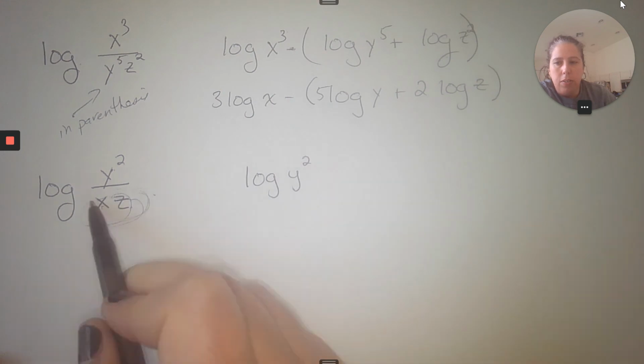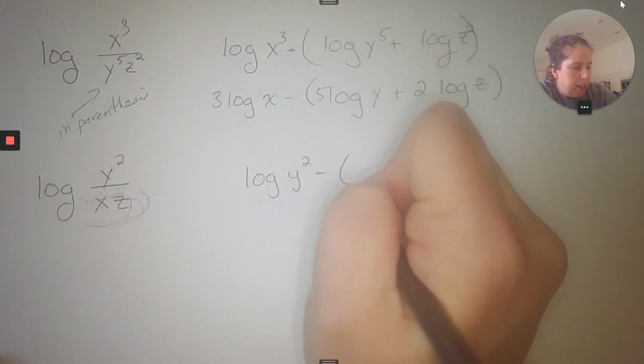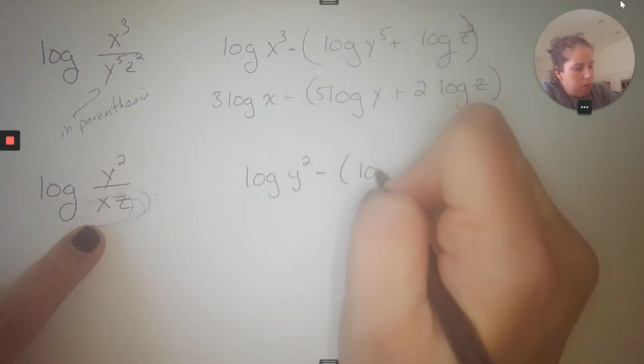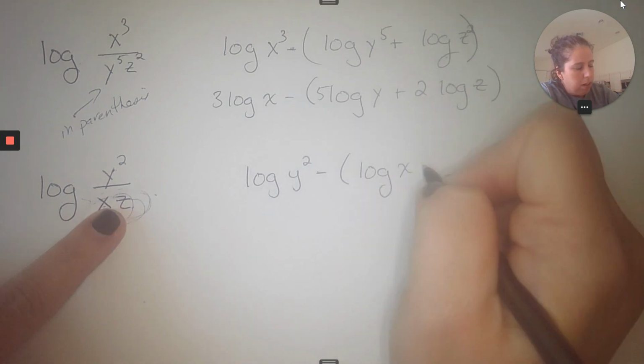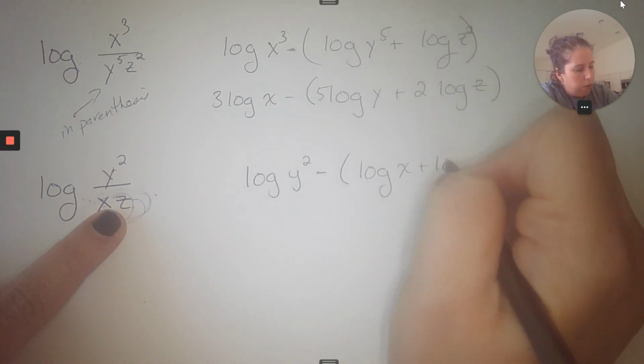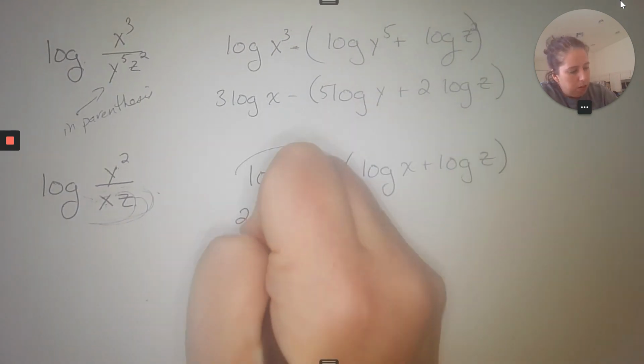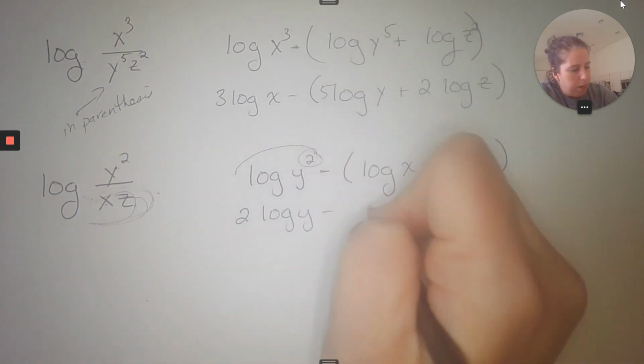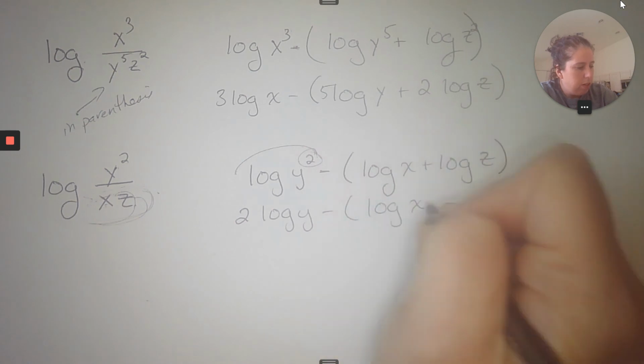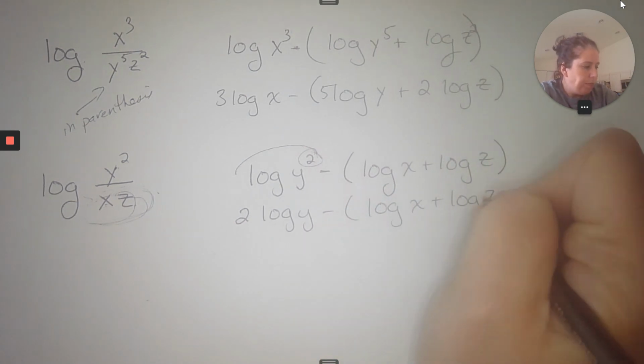Okay, now there's the division bar, so I'm going to minus, and again, I need parentheses. This would be log x, and it's multiplication, so plus log z. I have 1 exponent dropped down, so 2 log y minus parentheses log x plus log z.